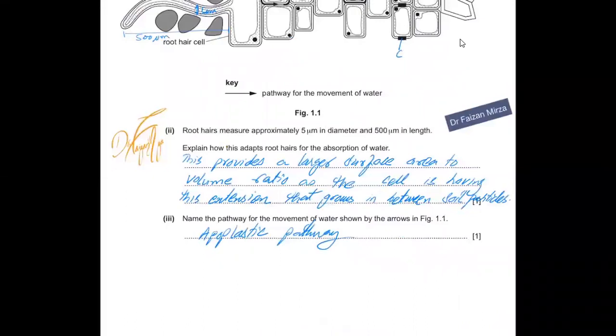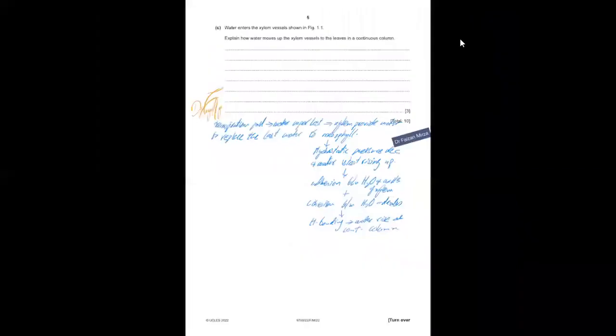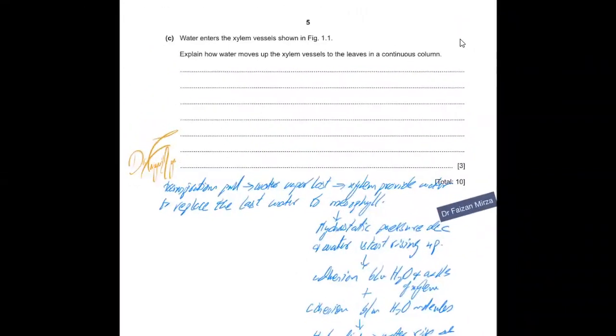Explain how this adapts root hairs for the absorption of water. So this basically provides a larger surface area to volume ratio, and this large surface area to volume ratio of the cell, which has an extension that grows in between the soil particles, lets it absorb more water. Name the pathway. So that's the apoplast pathway. Okay, water enters the xylem vessel, that's shown in figure 1.1.